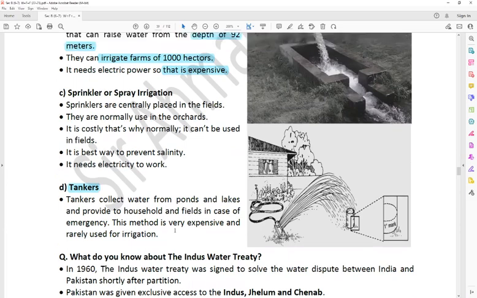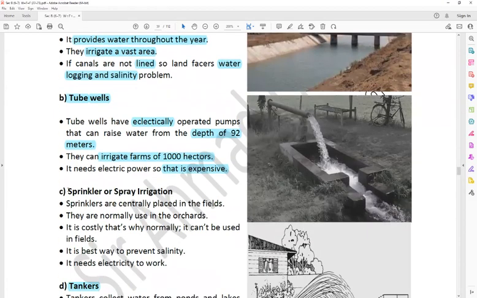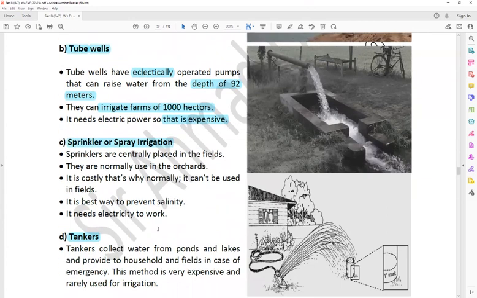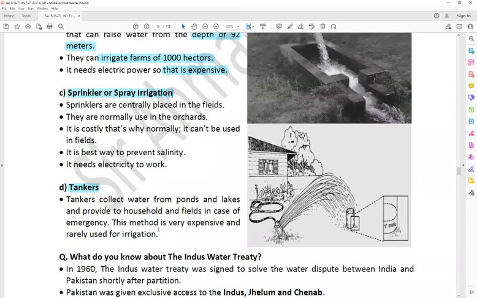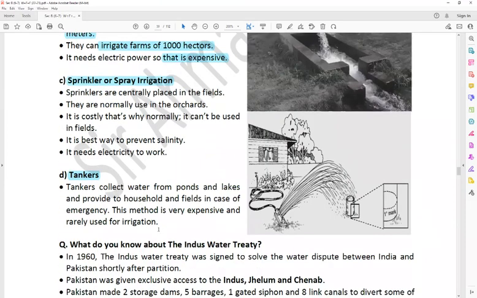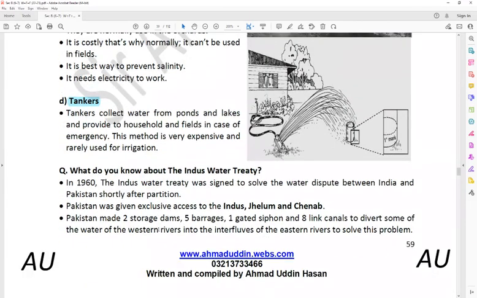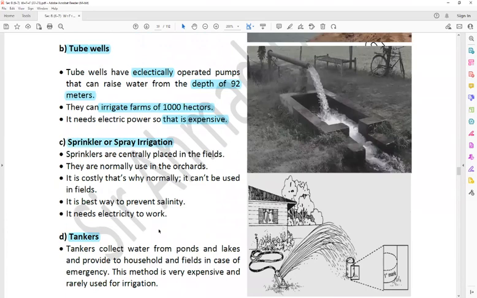So how many methods have we seen? The new methods: perennial canals, tube wells, sprinklers or spray irrigation, and tankers. But side by side, we get much benefit, we have also faced problems from them. So in today's video, we have seen the use of water in our homes, in industries, and towards irrigation.